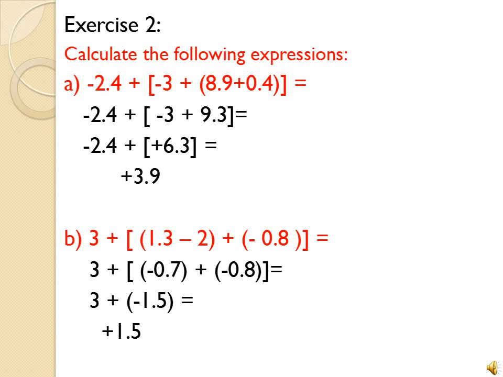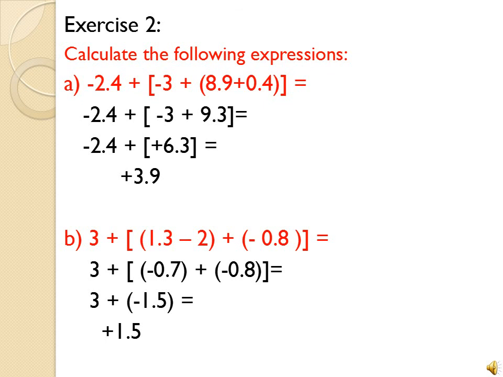Part B: 3 plus 1.3 minus 2 plus 0 minus 0.8. Here I also start with the most internal bracket, which is 1.3 minus 2. I start with it first. 1.3 minus 2, I have here different signs, so I must subtract, and put the sign of the bigger one, which is the minus. Minus 0.7 plus minus 0.8.